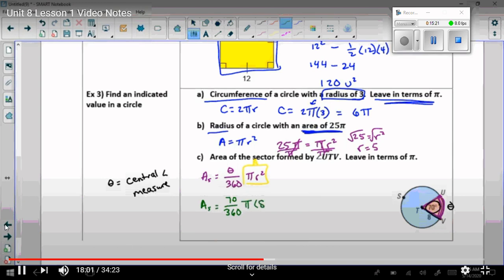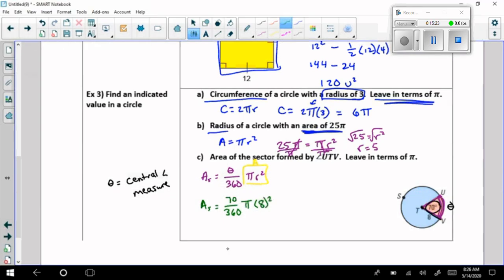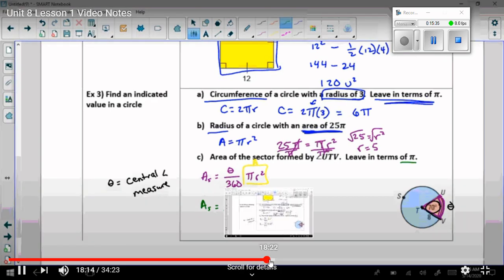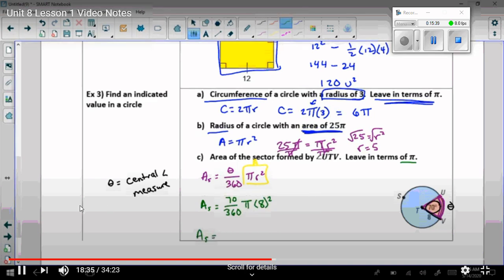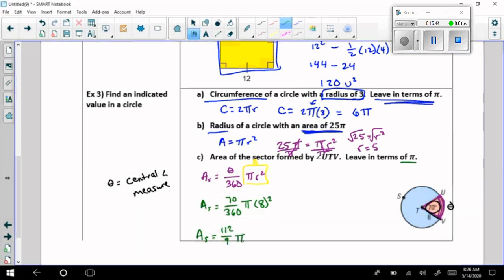So we do 70 over 360 times pi times 8, your radius squared. Leaving in terms of pi, you're just going to essentially take 8 squared times 70 in your calculator and then reduce that over 360, and you're going to get a fraction, and that's fine. But if it says leave in terms of pi, then don't get a decimal value, even if you have them in the front as well. So we have this really big fraction. That's fine. That's going to be your answer unless it asks for an approximation.